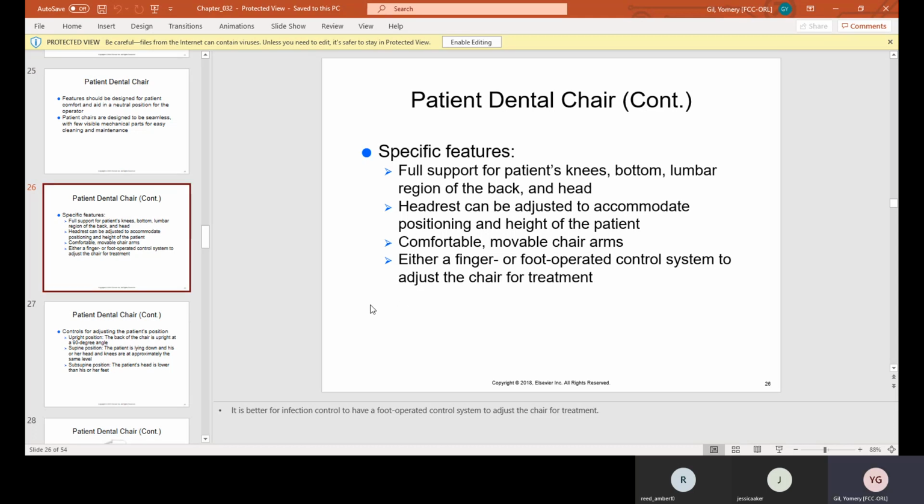Comfortable movable armchairs. Most dental offices have armchairs that either move out sideways or move up and down, and this helps the patient get in and out of the chair more easily. Either a finger or foot operated control system to adjust the chair for treatment. So it'll either have buttons on the side where you push with a finger, and that can make the chair go up, down, move the back part back or forward, or a foot control system that's usually on the floor.